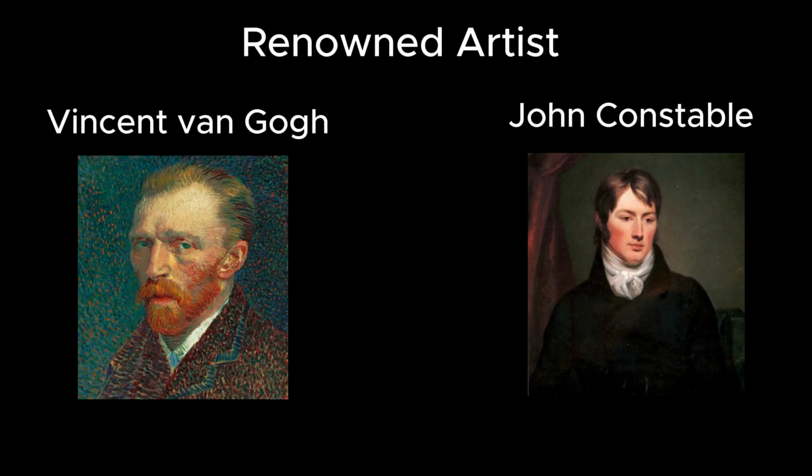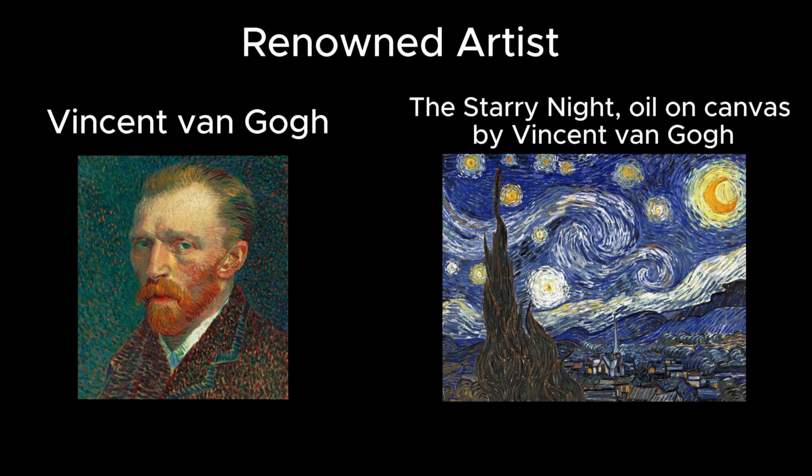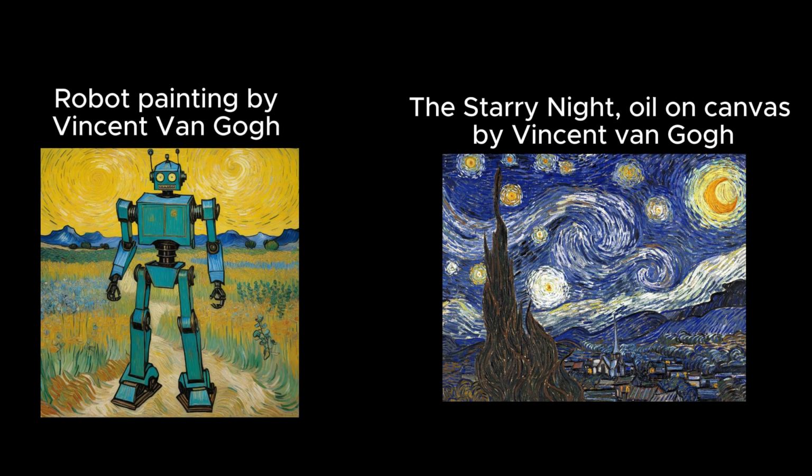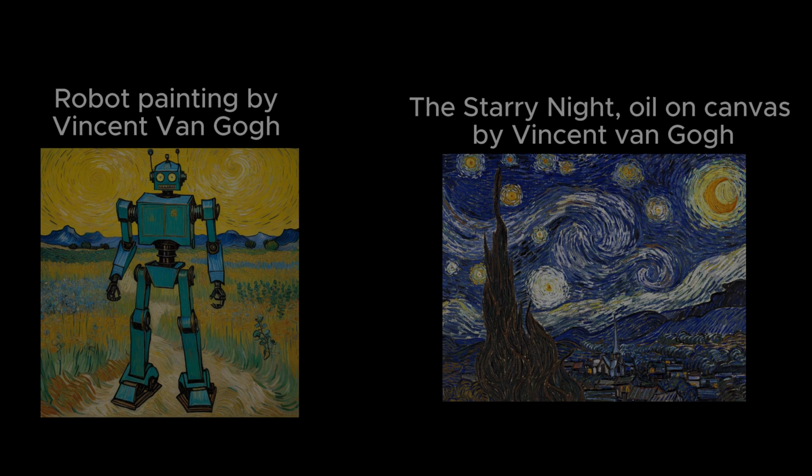This modifier allows us to generate images in the style of renowned artists such as Vincent van Gogh, John Constable, and many more. Imagine a futuristic robot painting by Vincent van Gogh. What do you think it would look like in his style of painting? Let's look at the image generated by Stable Diffusion. Looks like he had brought his own unique perspective to the concept of robotics, blending his characteristic brushstrokes and vivid color palette with a futuristic twist.